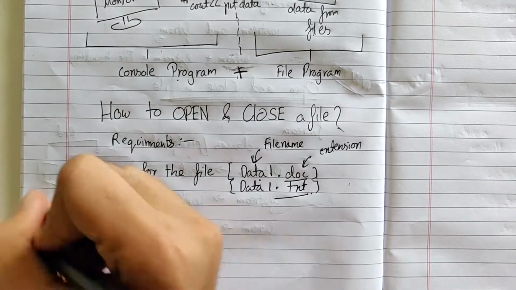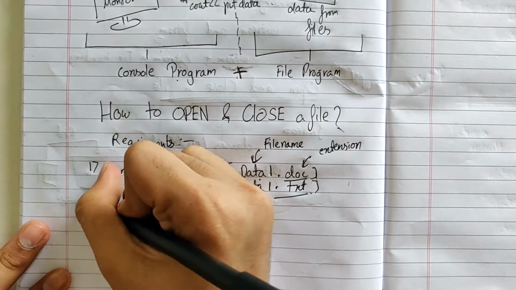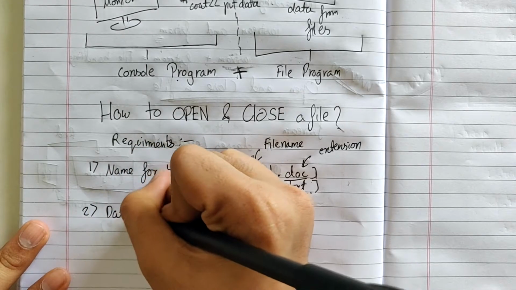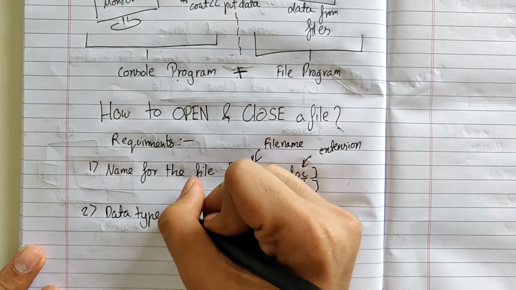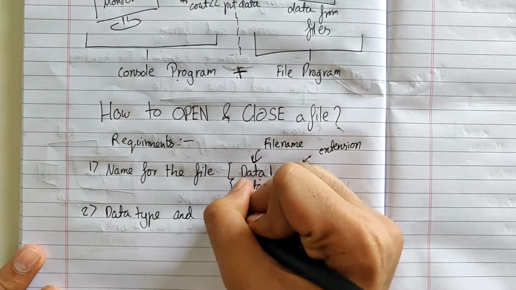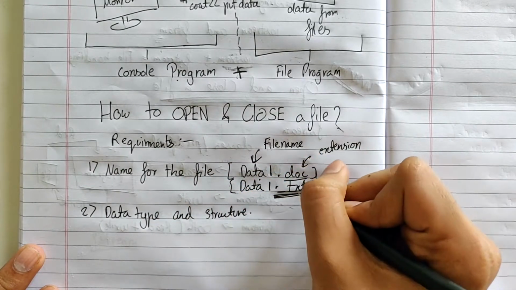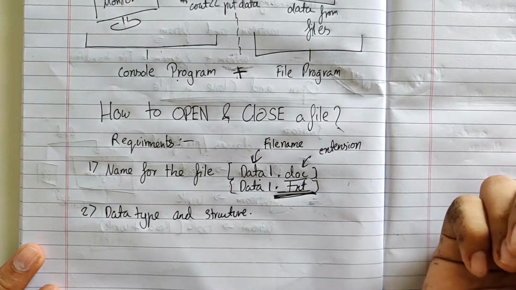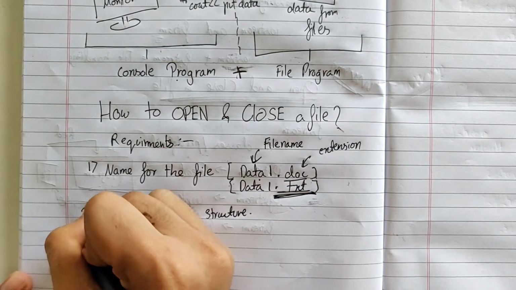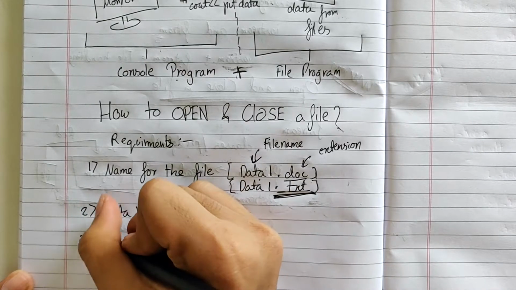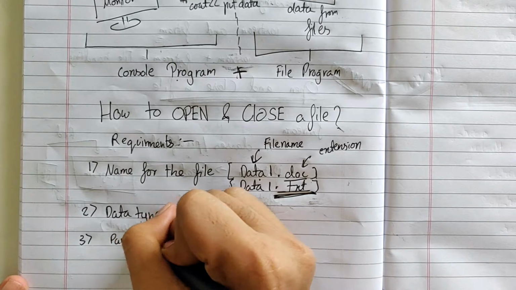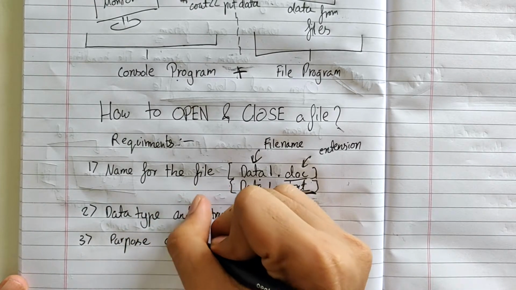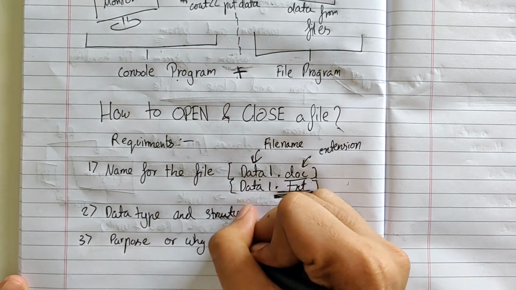And the second requirement is the data type and the structure of the file. This is fulfilled by .txt, or the extension which you're using. Third is the purpose, or why do you want to create it?